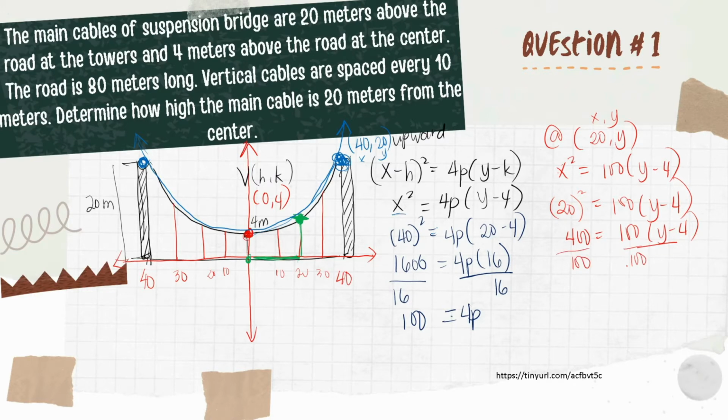So, 400 over 100 is 4, equal to y minus 4. Let's move the negative 4 to the other side as plus 4, equal to y. So, y is equal to 8. So, 8 feet. At the horizontal distance of 20 meters from the center, the height of the cable is 8 feet.